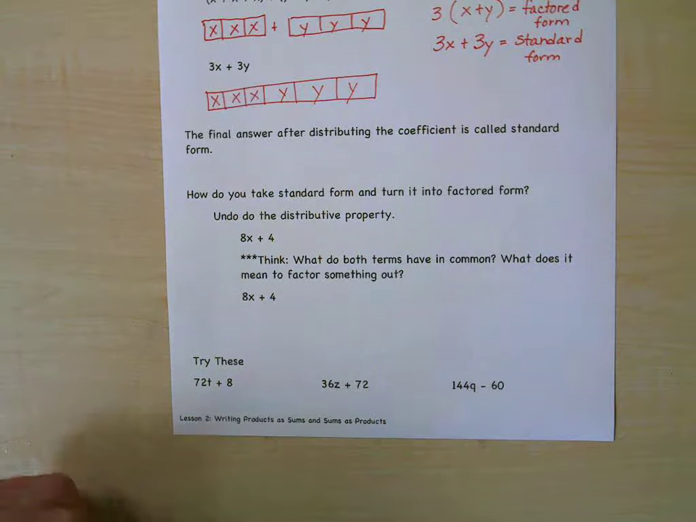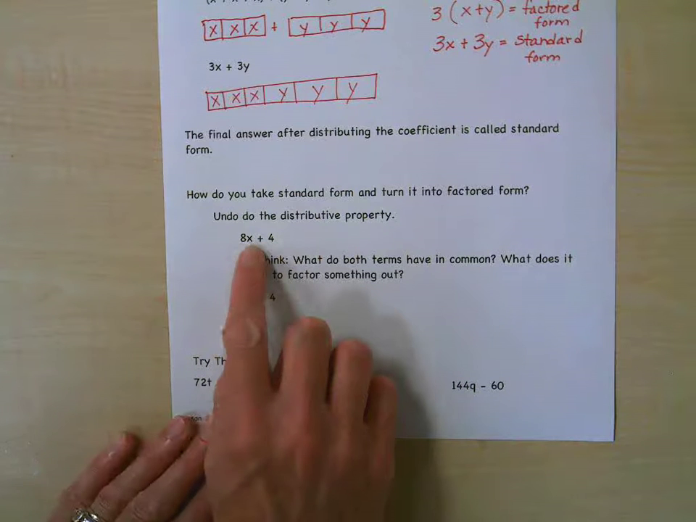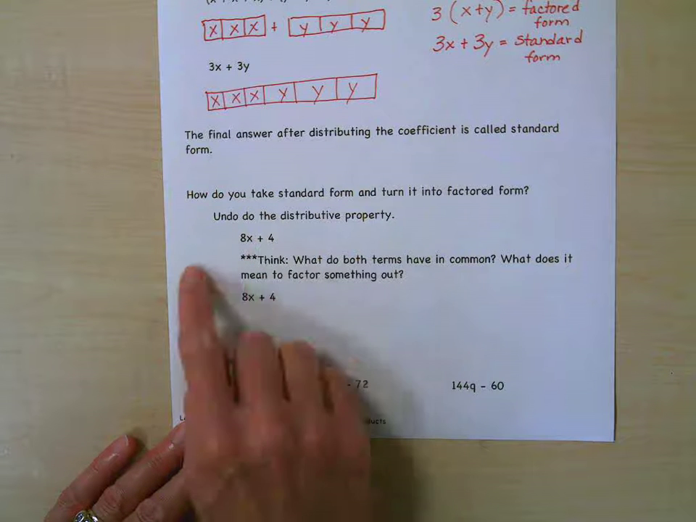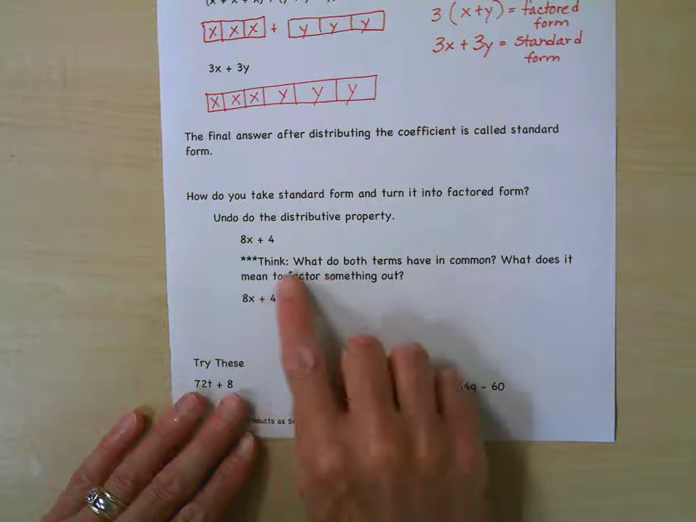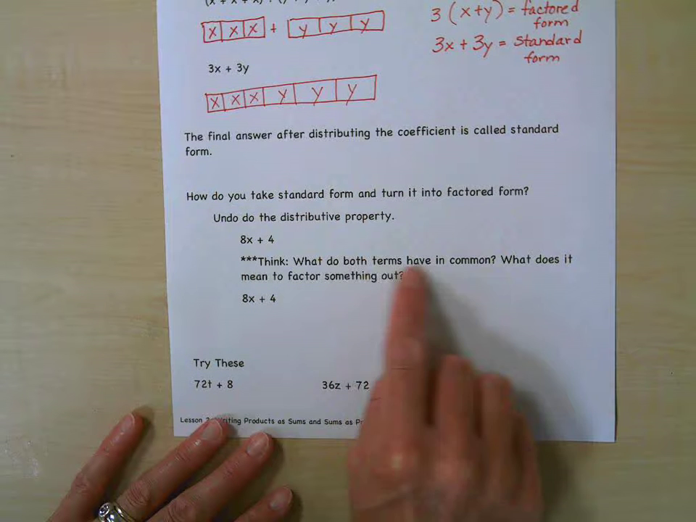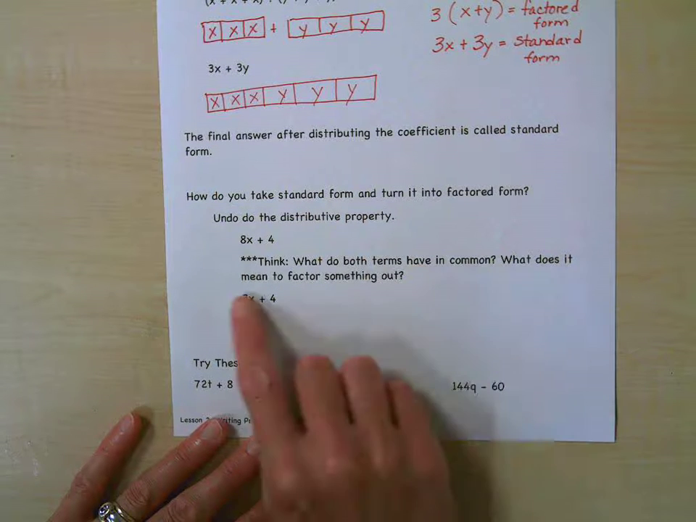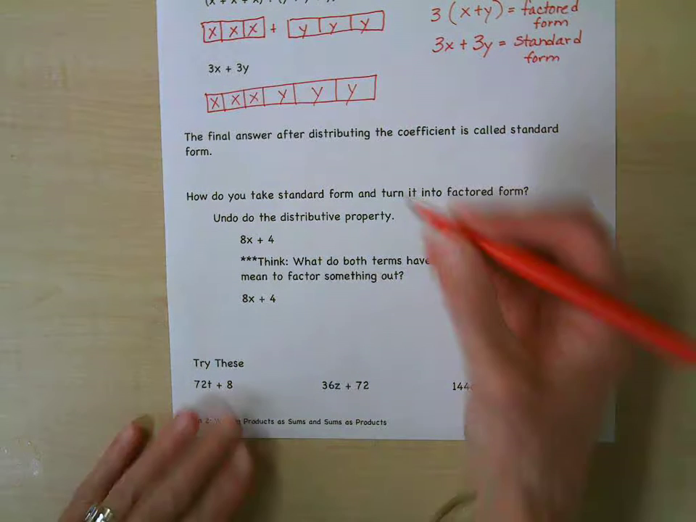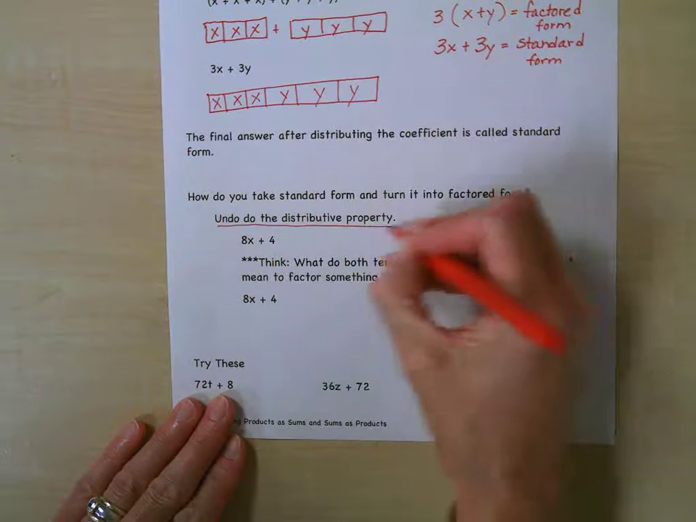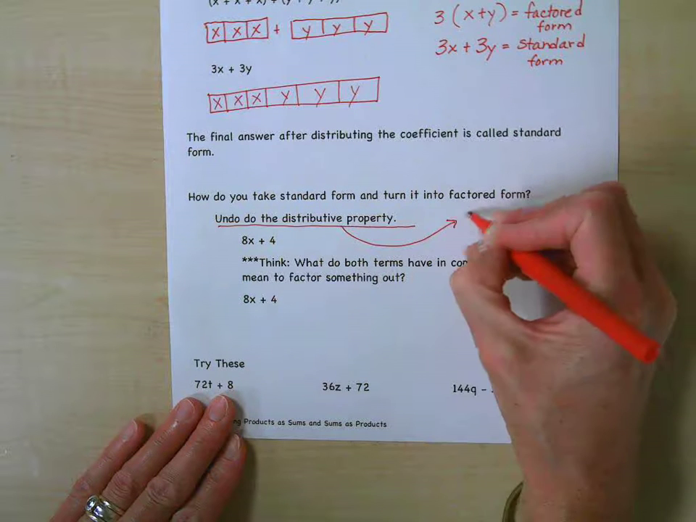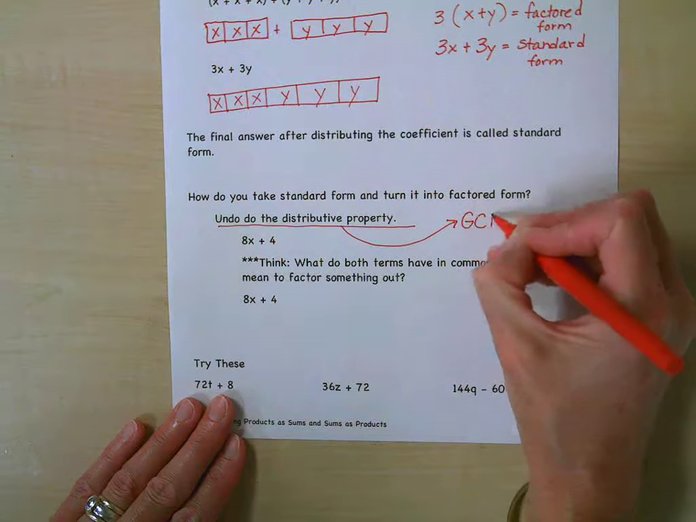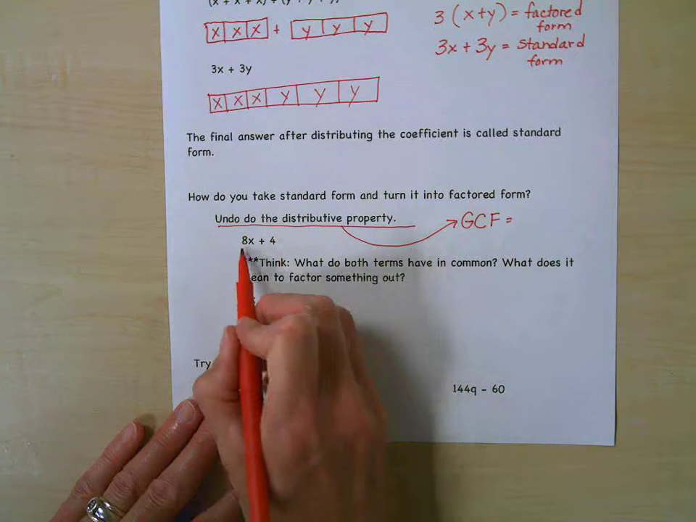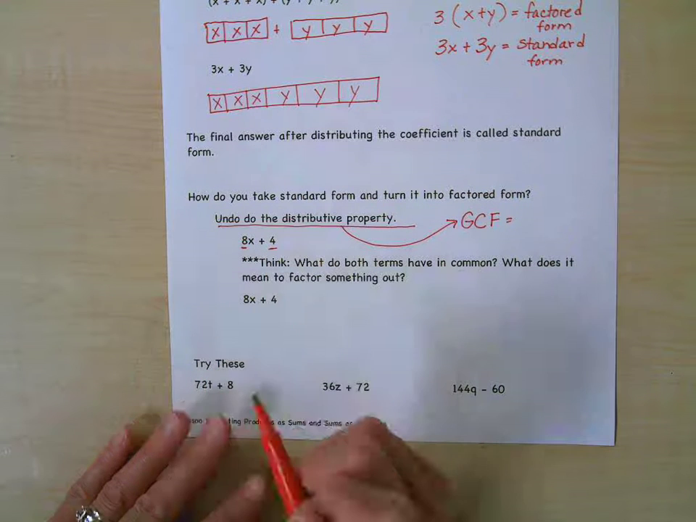Okay, how do you take standard form and turn it into factored form? Well, you basically do the reverse. So we're starting out with standard form, and to undo the distributive property, that's what we have to do. So the thing that you have to think about to do this is it says, think, what do both terms have in common? What does it mean to factor something out? So the thing I'm going to tell you, when you're undoing the distributive property, you have to be able to find your GCF, which stands for greatest common factor.